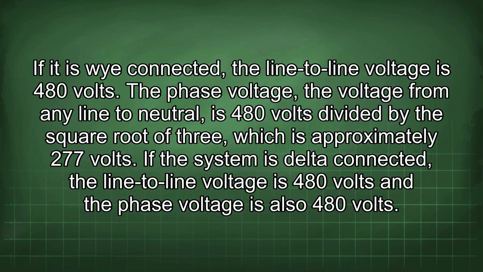If it is Y-connected, the line-to-line voltage is 480 volts. The phase voltage, the voltage from any line to neutral, is 480 volts divided by the square root of 3, which is approximately 277 volts. If the system is delta-connected, the line-to-line voltage is 480 volts and the phase voltage is also 480 volts.